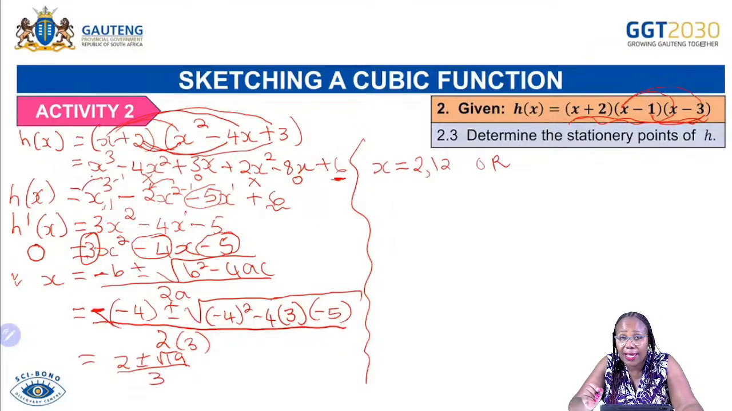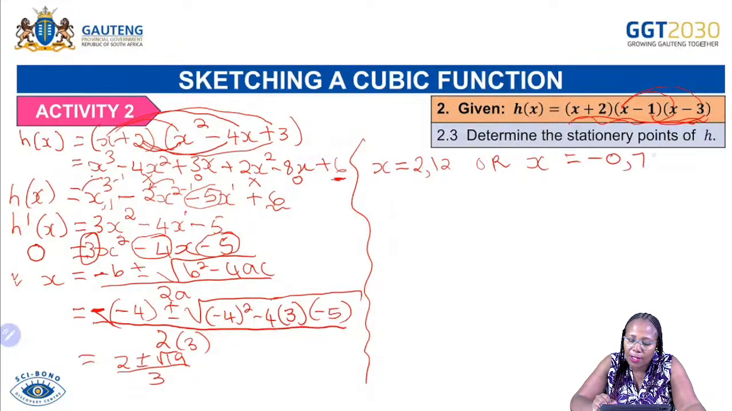Into your calculator, press the SD button or the change button on your Sharp calculator. Then the other x turning point value is x equal to negative 0,77. Please ensure your rounding off is correct. Remember, at the beginning of your paper you have the instruction sheet telling you to round off all your answers to 2 decimal places unless stated otherwise. If there are no conditions, everything must be to 2 decimal places.